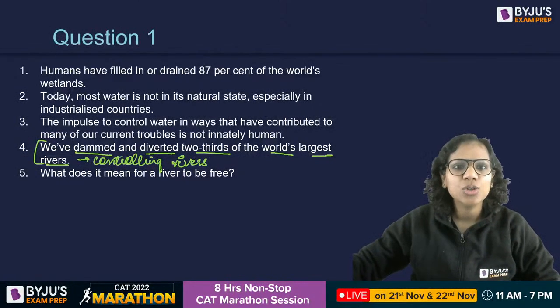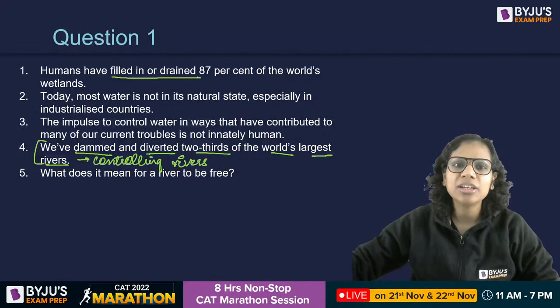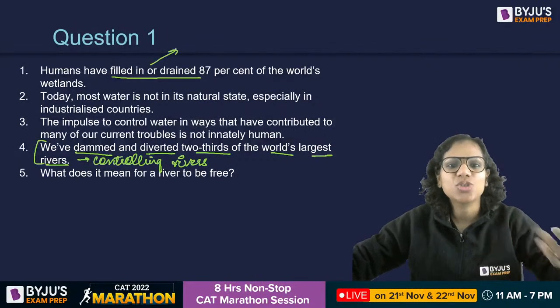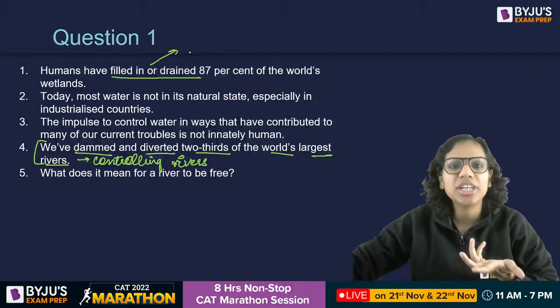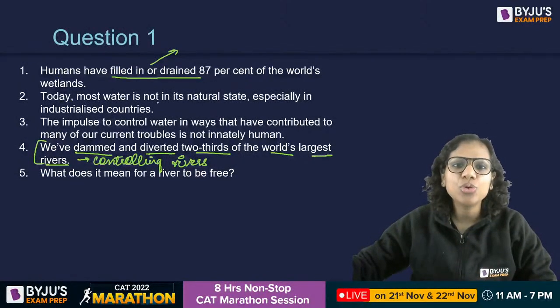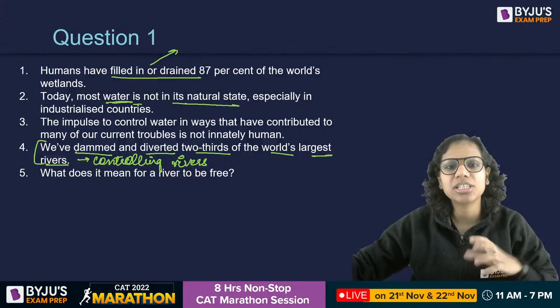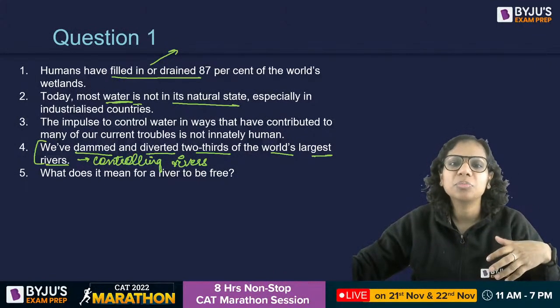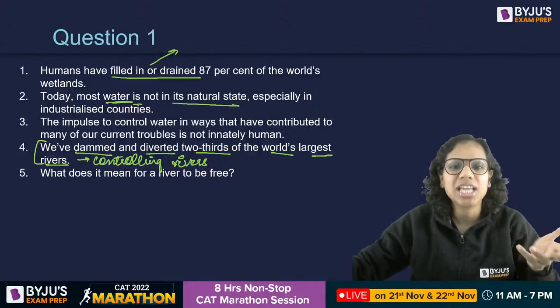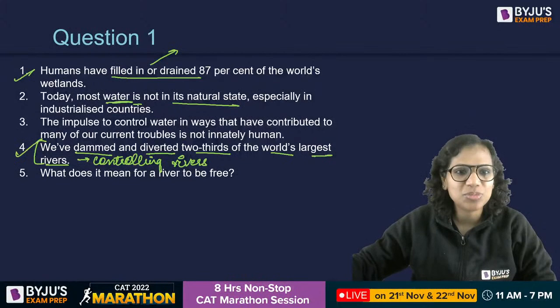Now, humans have filled in or drained 87% of the world's wetlands. So, again, it shows how we are tweaking nature, trying to control nature, particularly with respect to water. Today, most water is not in its natural state. Again, water not being in its natural state, our attempts are basically our attempts to control it. So attempt here, attempt here.